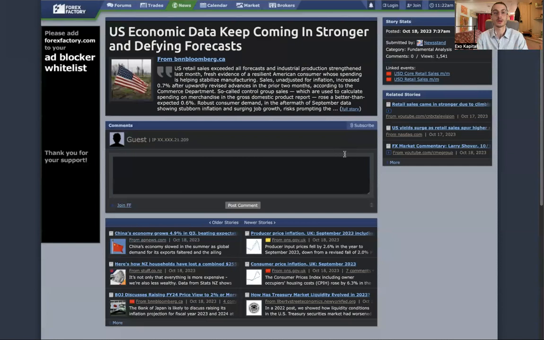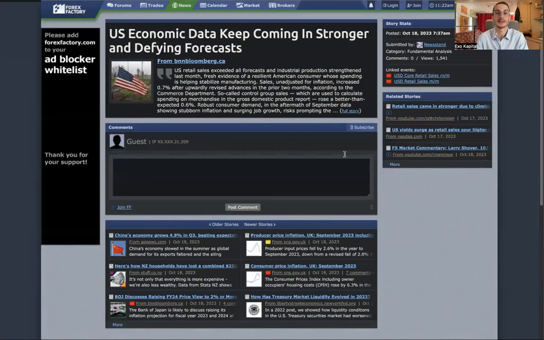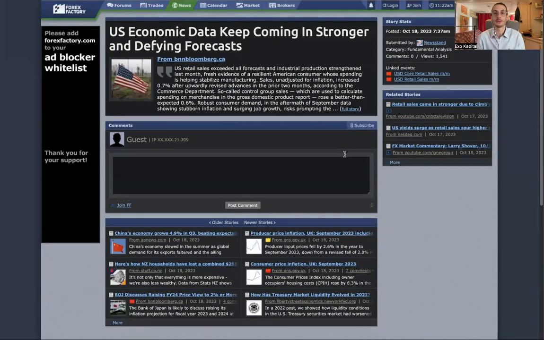This week, like I was saying, the economic data became stronger, defying forecasts. They are saying here with an increase of 0.7.